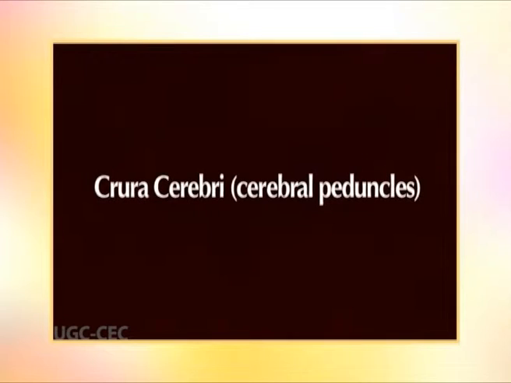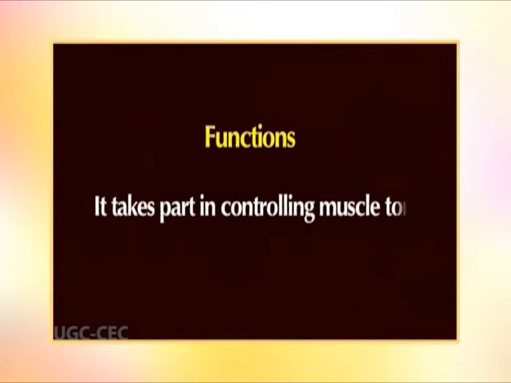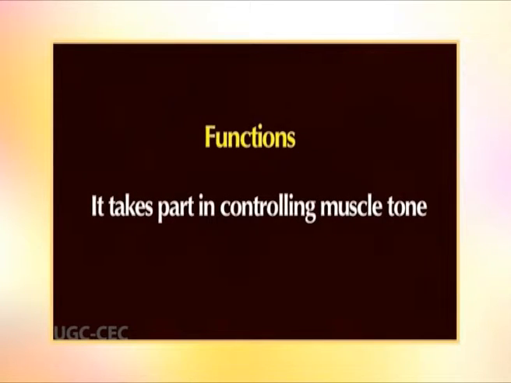Crura cerebri, that's cerebral peduncles. They are fibrous tracts, 2 in number, present on the inferior side of the midbrain and connect the forebrain with the hindbrain, in turn connecting the third ventricle with the fourth ventricle of the medulla oblongata. Now moving on to the functions. It takes part in controlling muscle tone.